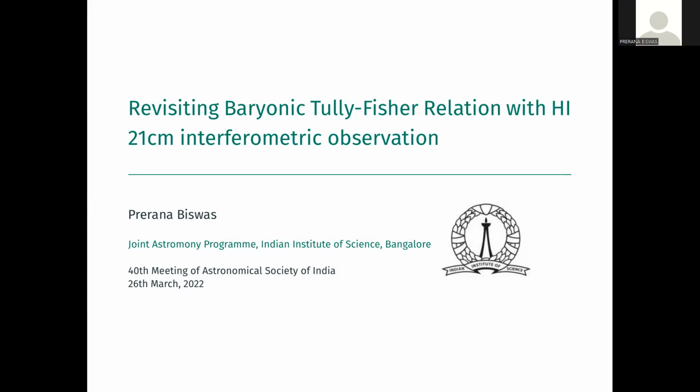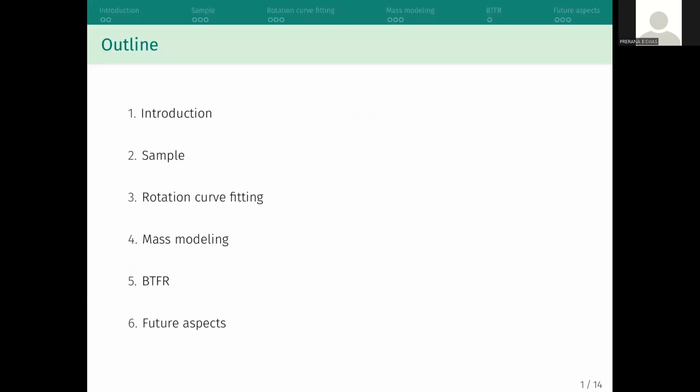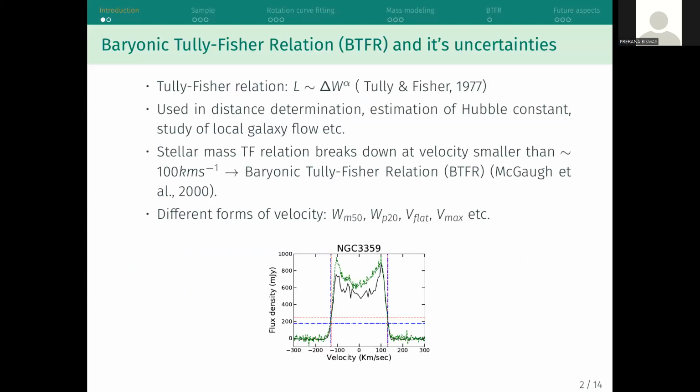Good afternoon. So today I'm talking about the so-called Baryonic Tully-Fisher relation, but with the H1 21 centimeter interferometric observations. In a seminal paper, Tully and Fisher in 1977 discovered a tight correlation between the luminosity of the galaxy and the width of the global H1 profile.